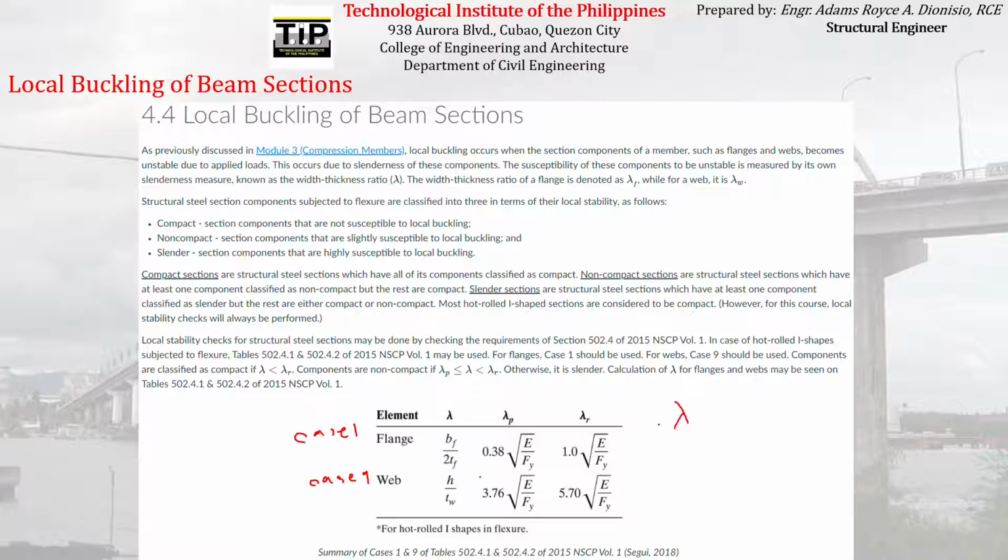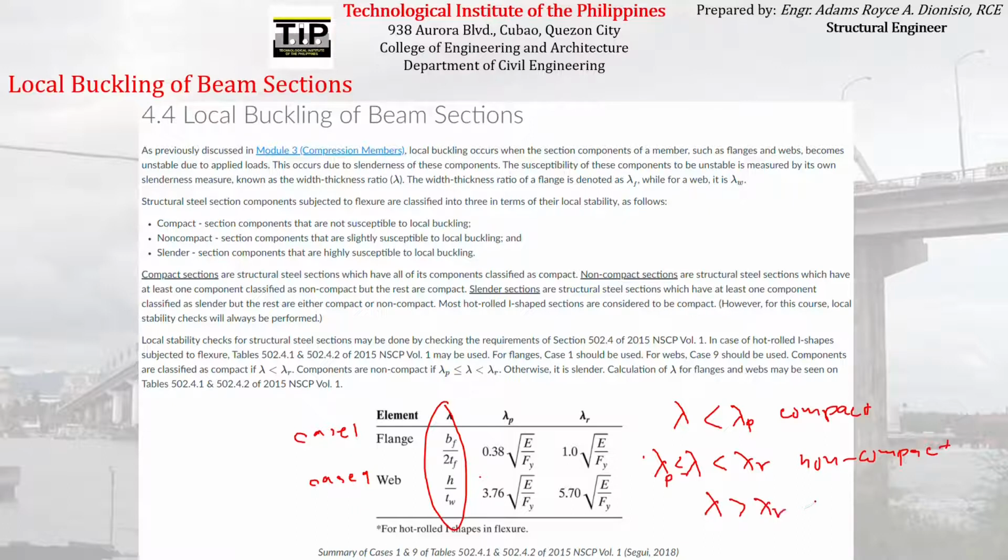Kapag ang lambda mo na na-compute using this formula ay less than sa lambda p, therefore it's considered as compact. Kapag yung lambda mo nasa pagitan ng lambda p tsaka lambda r, less than or equal to, you can consider it as non-compact. Kapag naman yung lambda na na-compute mo ay greater than na sa lambda r, it's already considered greater than or equal. It's already considered as slender.